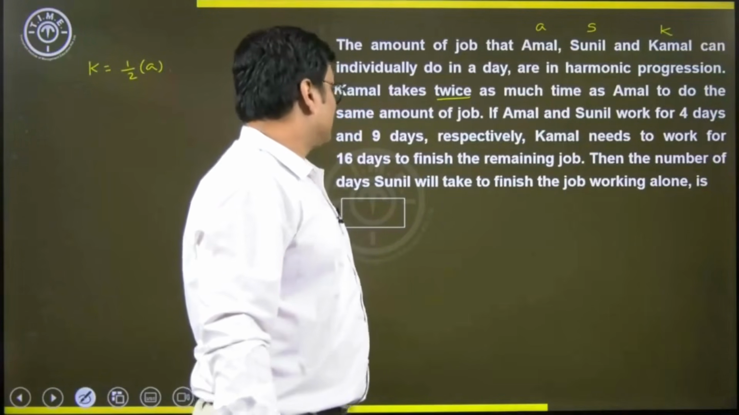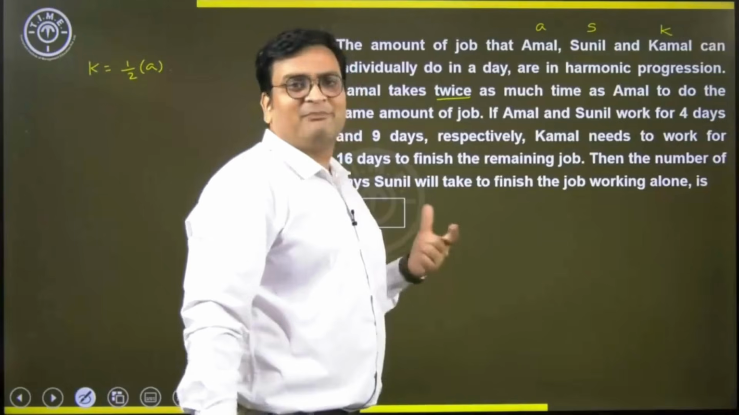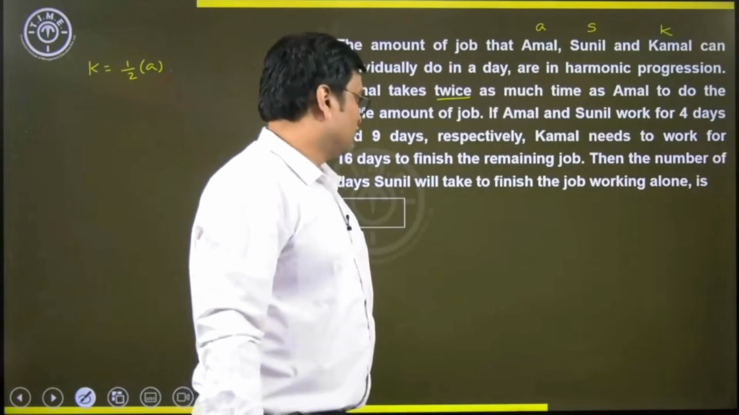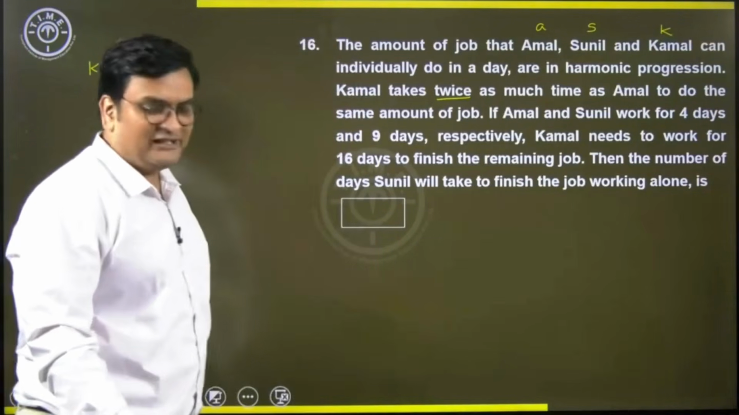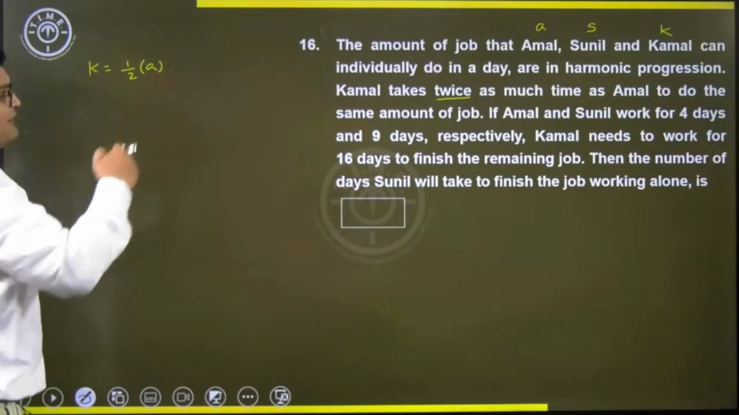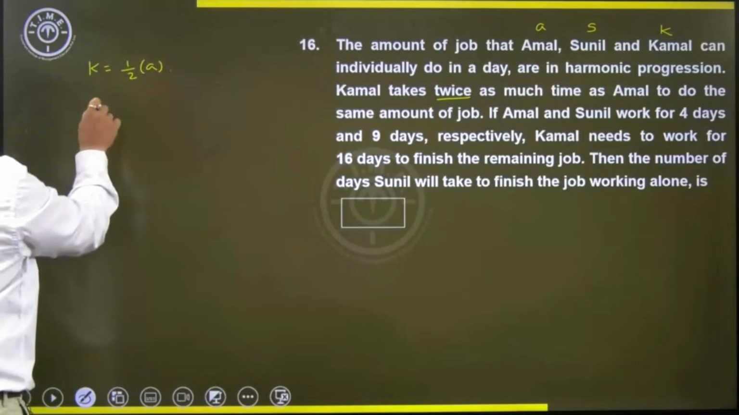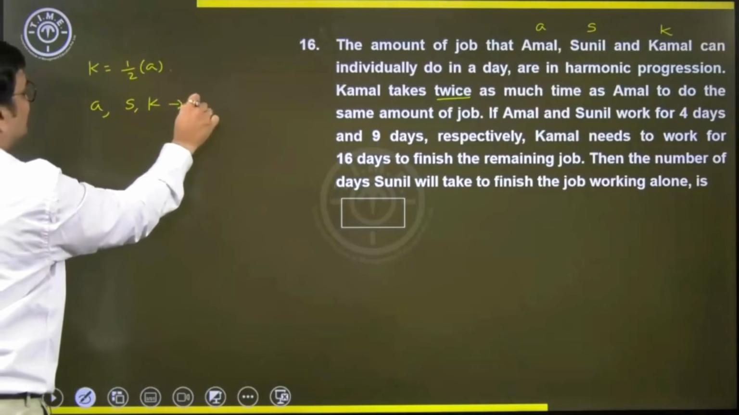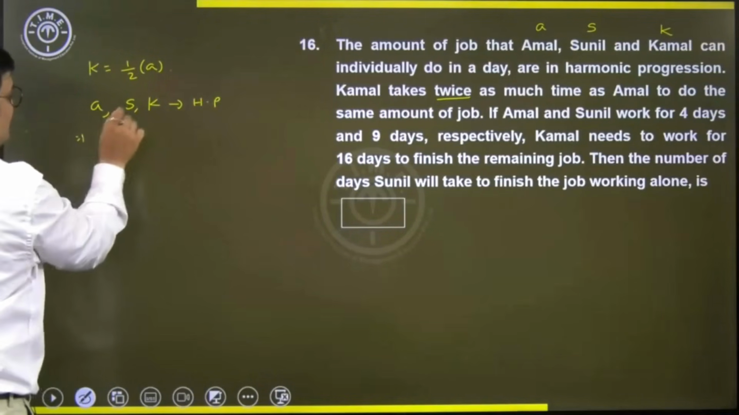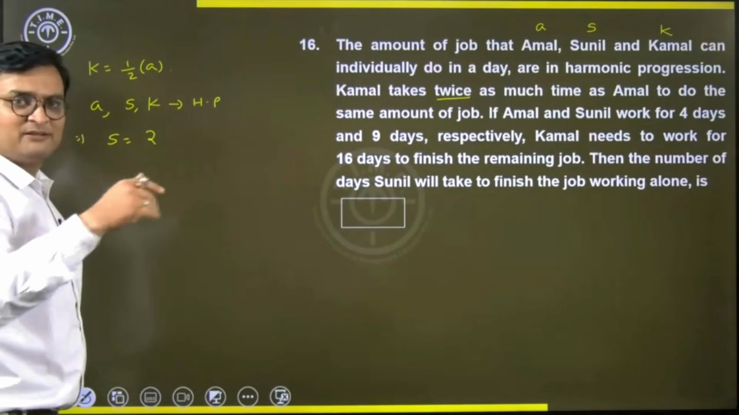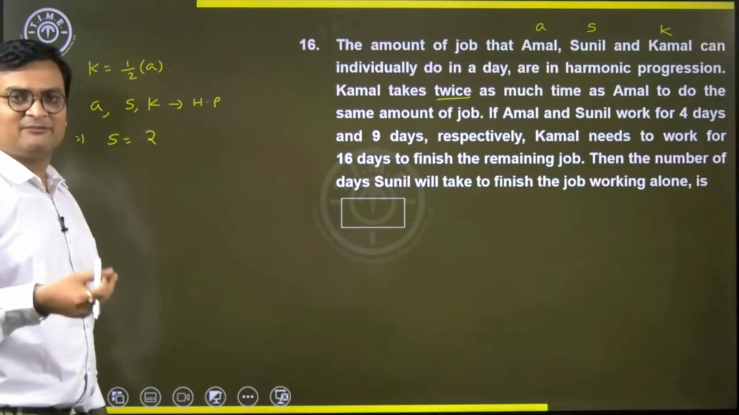Kamal needs to work for 16 days to finish the remaining part of the job. Then the number of days Sunil will take to finish the job working alone will be how much? Observe. So once I get K is A by 2, and also I know A, S, K should be in HP. That would mean S will be the harmonic mean of these two. So what is the harmonic mean of two numbers? 2AB by A plus B if the numbers are A and B.